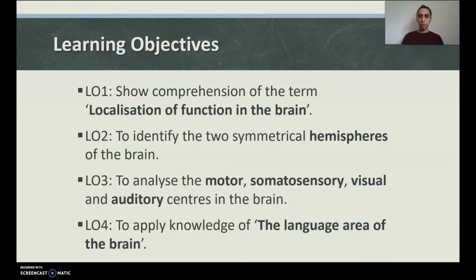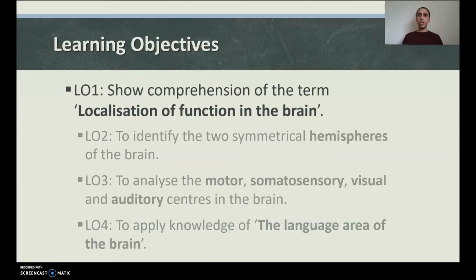Oh, a certain part of our brain is the language area. Where is that going to be? Let's find out. Let's start with learning objective 1. Show comprehension of the term localization of function in the brain.